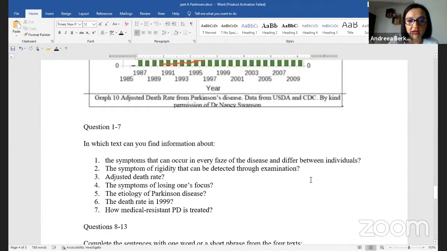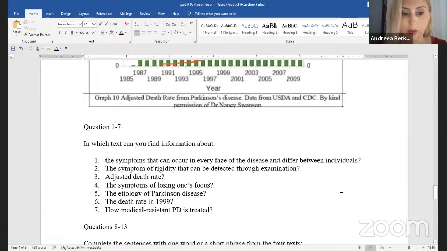I hope that everybody can see the first 7 questions. Yes, they are visible. So in which text can you find information about?